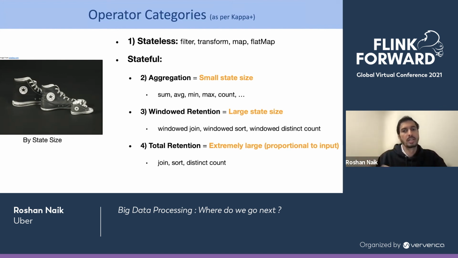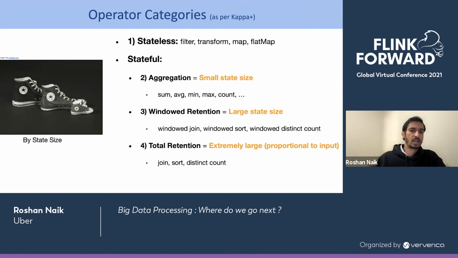Category 3 is much larger. Here, it involves retaining the events as opposed to just an aggregate value. But it's limited to retaining events within, say, an hourly window or a 2-hour window, whatever your window size you're working with. Here you have things like windowed joins, windowed sort, and so forth.